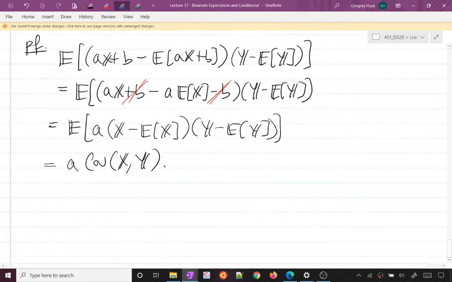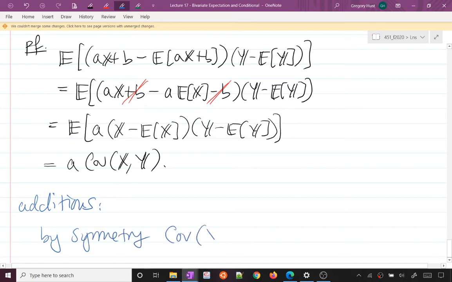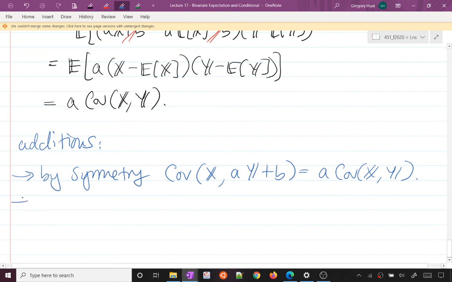So some useful additions here: by symmetry, if I were to look at the covariance of X and aY plus b, we'd play the same thing. Covariance is symmetric with regard to its arguments. So this is going to be a times the covariance of X and Y. And then I could apply the theorem twice.